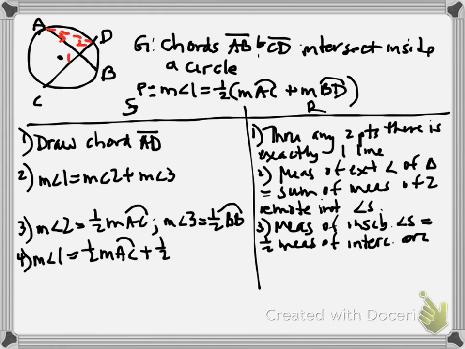That's the lousiest D ever. That looks like a B. 1/2 the measure, oops, forgot the M. Measure of arc BD. So that's just substitution property of equality.